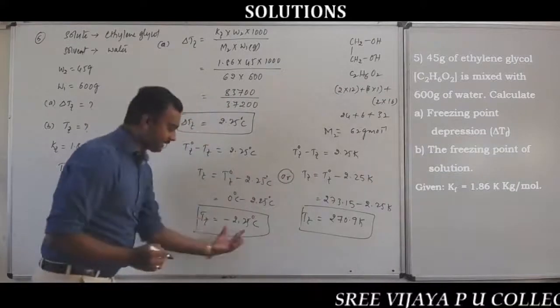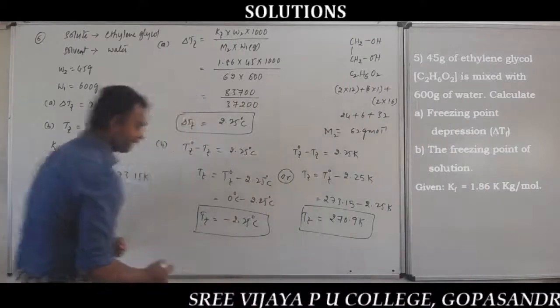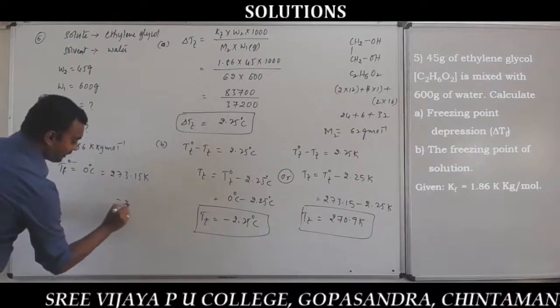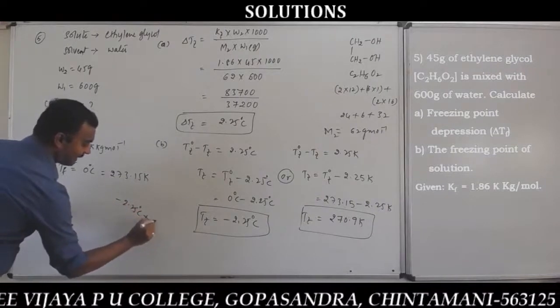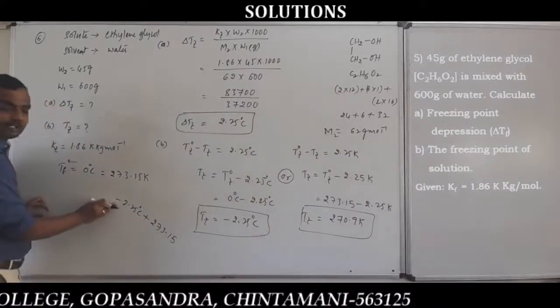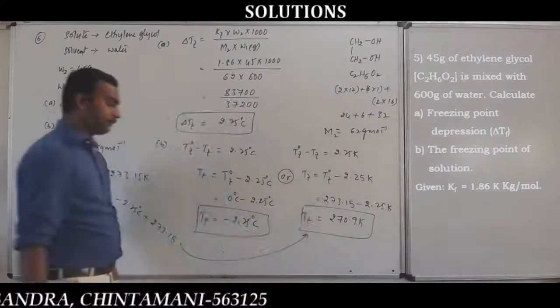Check it the other way: minus 2.25 degrees Celsius, plus 273.15 for Kelvin. It is positive 273.15 and negative 2.25, so finally we get 270.9 Kelvin.